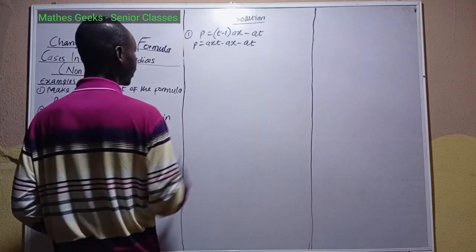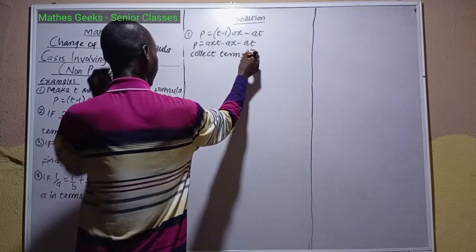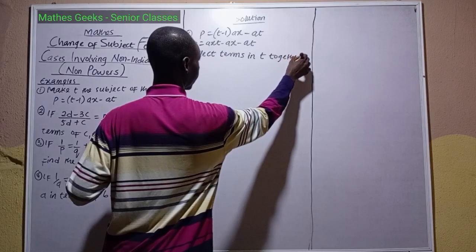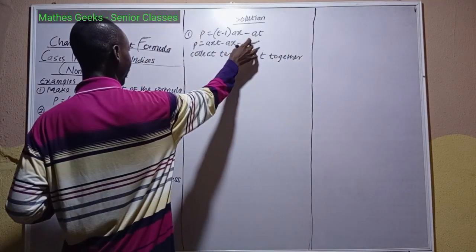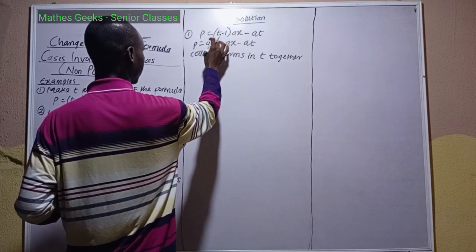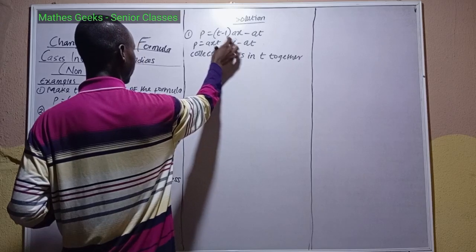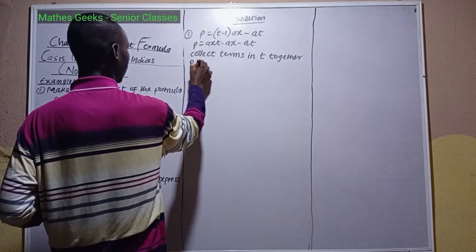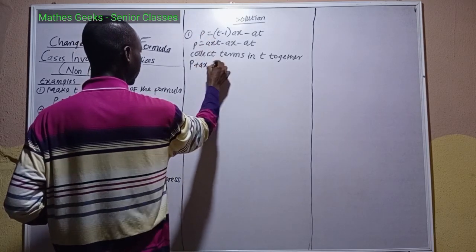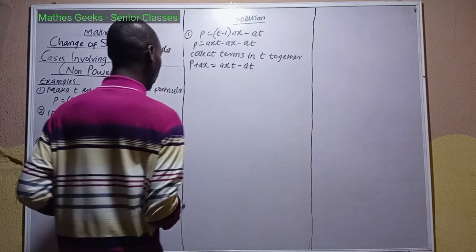So we need to collect terms in T together. We're doing this so that we can factor out. For the terms in T, that means only AXT and AT must be on one side of the equation, and this one is to move. So P plus AX. This one is negative; when it crosses the sign, it means AX becomes positive. P plus AX equals AXT minus AT.